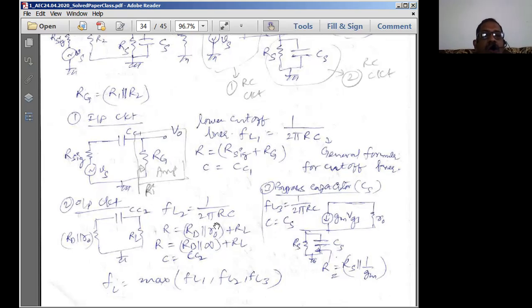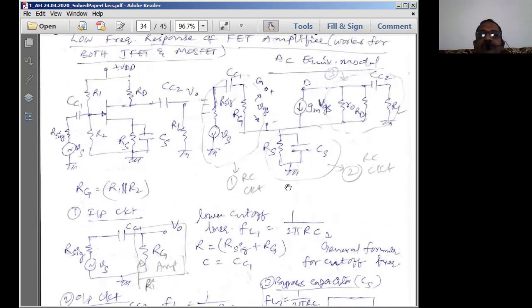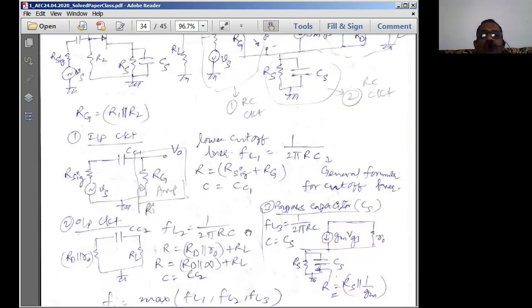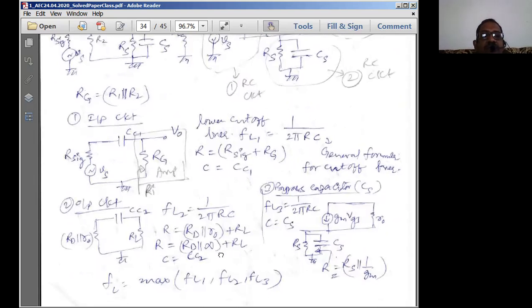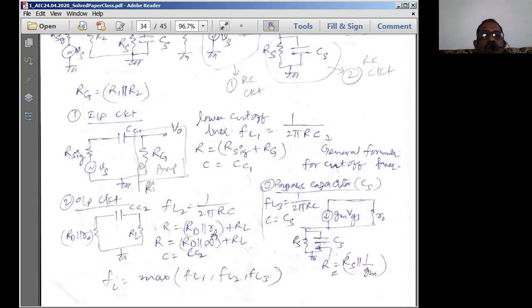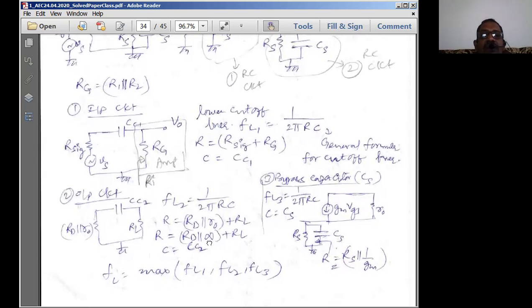Okay, so r naught usually is going to be infinity because it is very high resistance. r naught is going to be very high resistance because output is anyway going to be reverse biased. Output junction is reverse biased. So therefore it is very high. So I can replace this r naught with infinity. Therefore I am left with RD only. RD in parallel to infinity is equal to RD. When it is a parallel combination, whichever is smaller will be the resultant resistance, plus RL. So therefore R I can write as equal to RD plus RL, and finally I can write this FL2 is equal to 1 by 2 pi. For R we'll write RD plus RL, for C we'll write CC2.